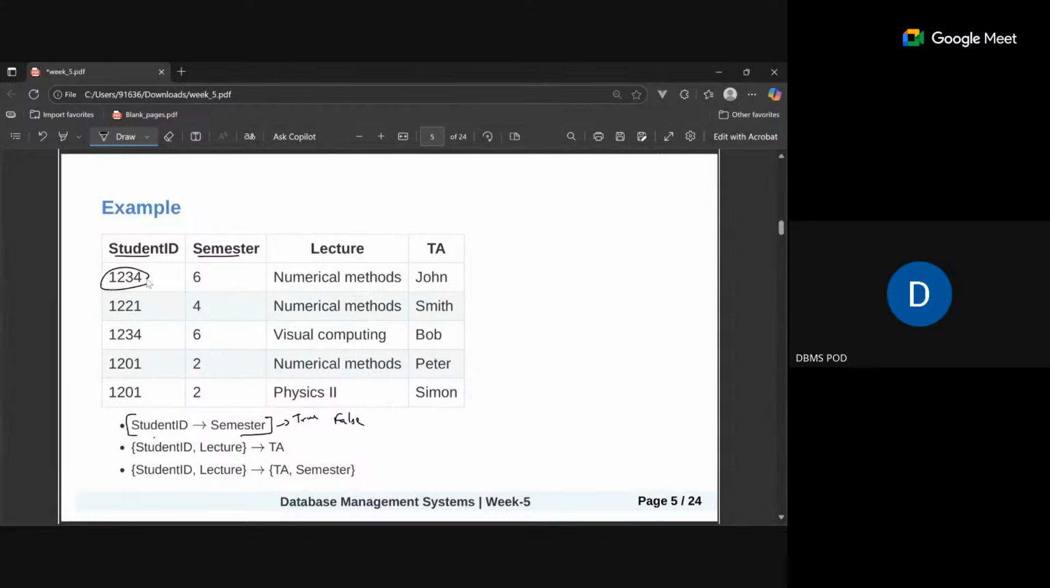This 1234, 1221, 1201, 1234, 1234. First, let's check. You need to check whether the left side values are unique in that attribute or not. If it is unique, you can straight away say this is determining the other attribute. If it is unique.